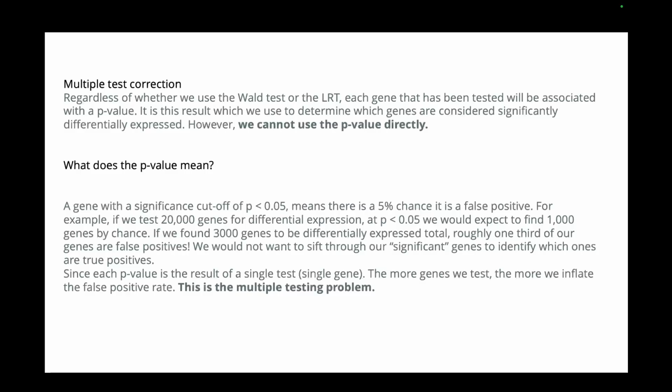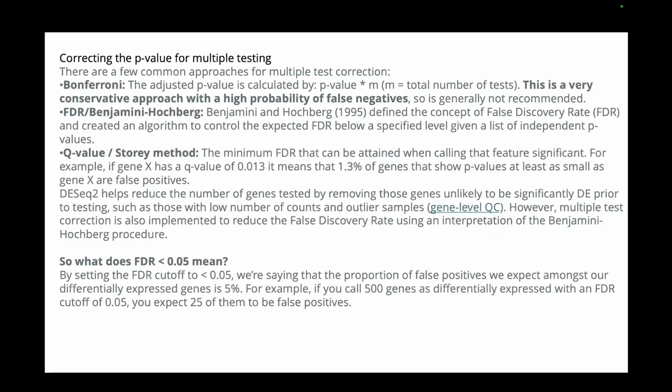But you cannot use the p-value directly because there are multiple tests occurring. So you need to basically correct for these p-values. Each p-value is the result of a single test. The more genes we test, the more we inflate the false positive rate. This is a multiple testing problem. You can overcome it using some sort of correction. Bonferroni correction is one of them. So it's basically adjusted p-value equals p-value times the total number of tests.